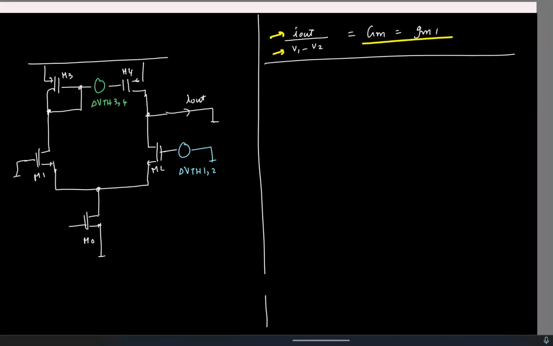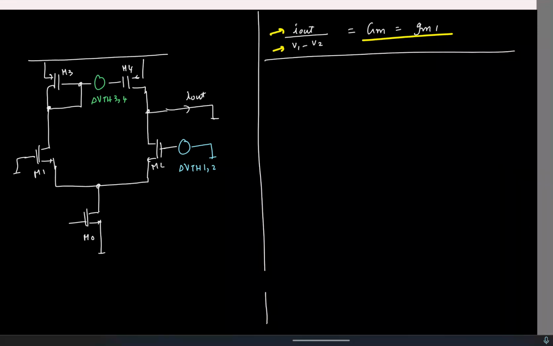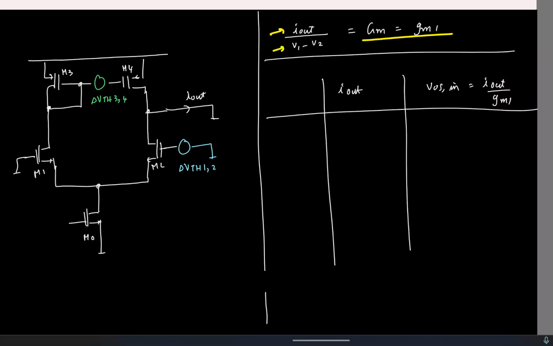So here again I have two input sources. So I'll use superposition and find the contribution due to each of them one by one. So let's say this is I out again. This is the input referred offset. This is basically I out by GM1. So first let me consider only the mismatches in M1, M2. So now this is the case.